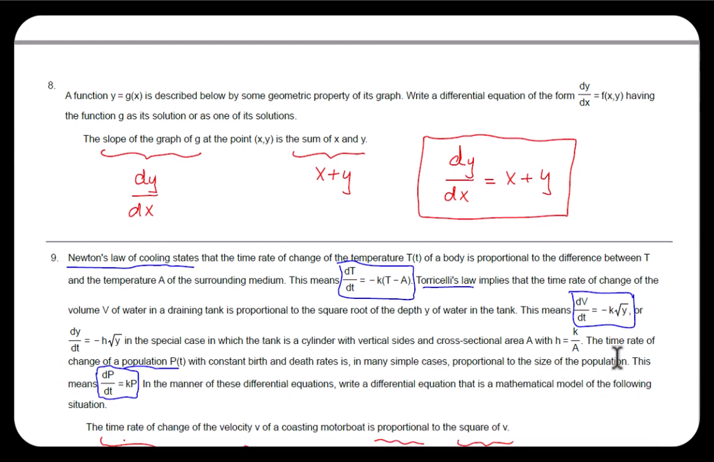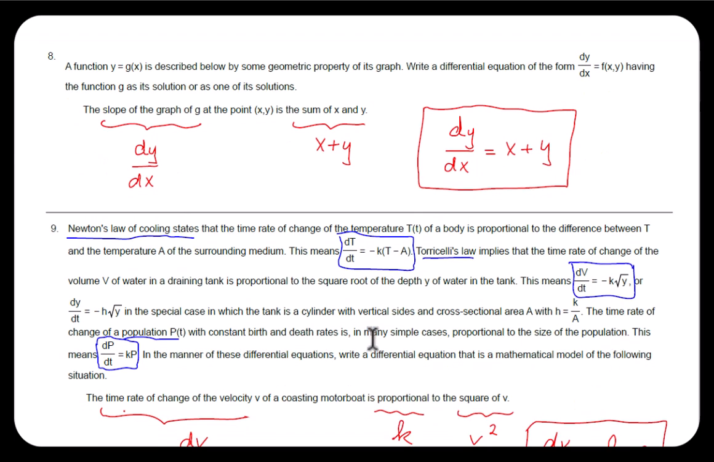In question 8, they want us just to take the words and write a differential equation. So it says the slope of the graph of g, so slope is derivative, and is equal to the sum of x and y. Okay, well that's easy enough. And so I've got the derivative of y with respect to x is x plus y.